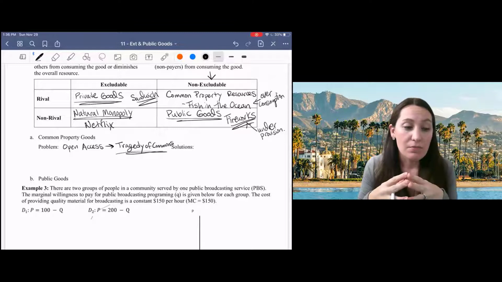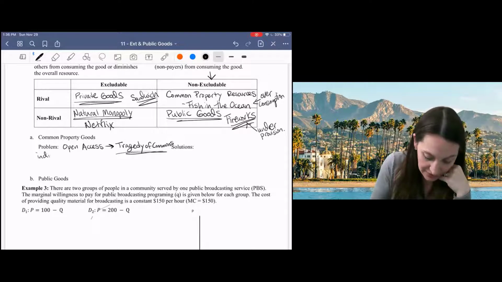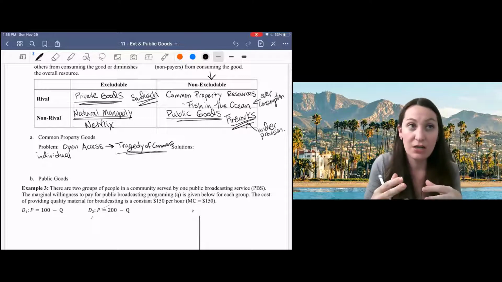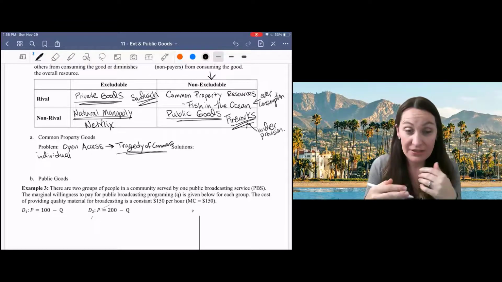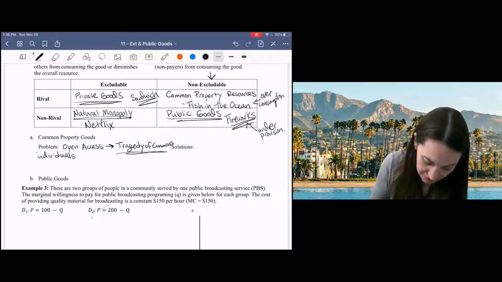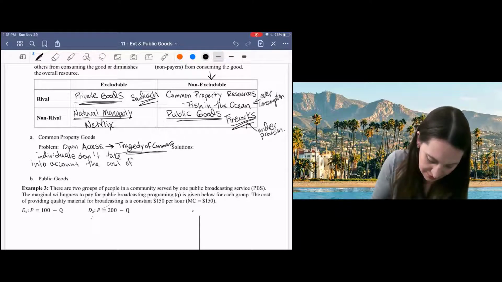So individuals don't take into account the cost in terms of resource depletion of their consumption.